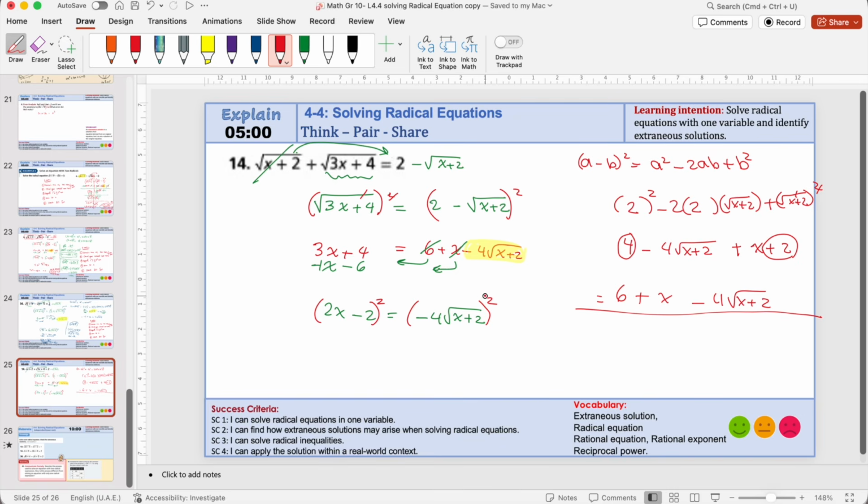To square them, you have to square the 4 alone and square the root alone. So again, 4 squared and root of x plus 2 squared. That's going to be 16 times x plus 2. Why is that? Because 4 squared is 16. The root gets cancelled, so it's only x plus 2. Then distribute. It's going to be 16x plus 32. So that's the answer.